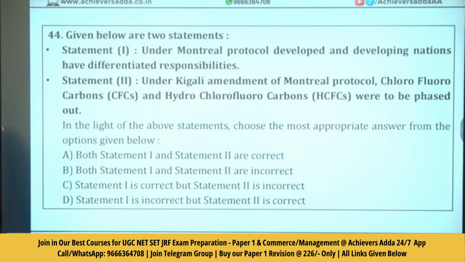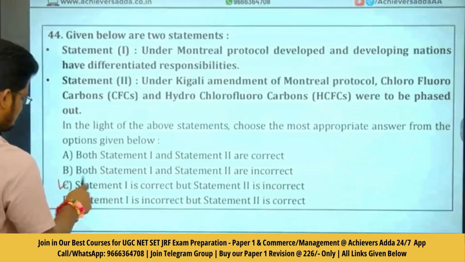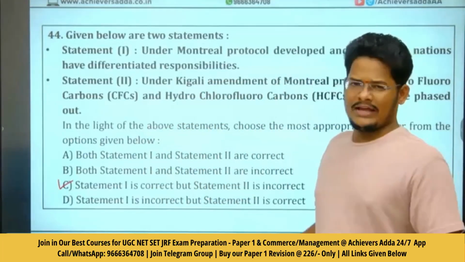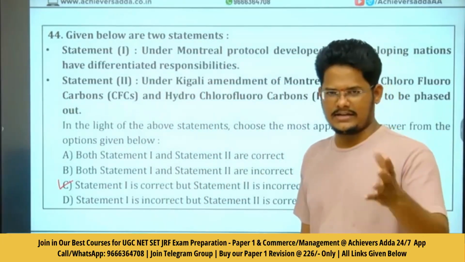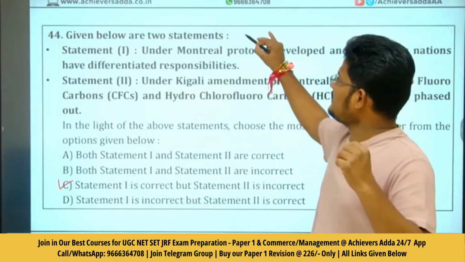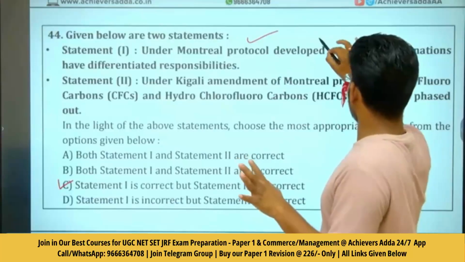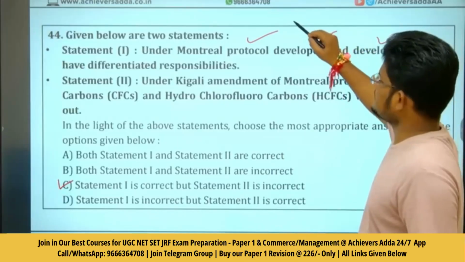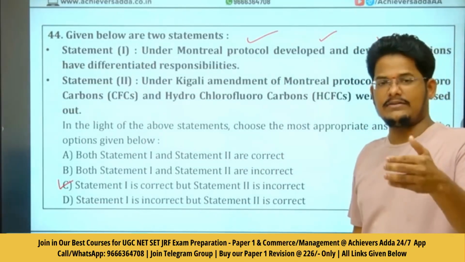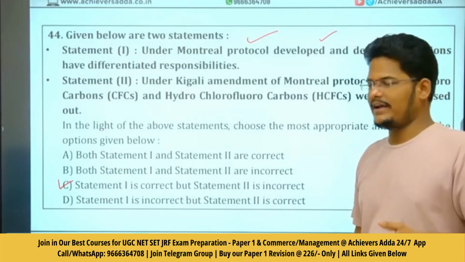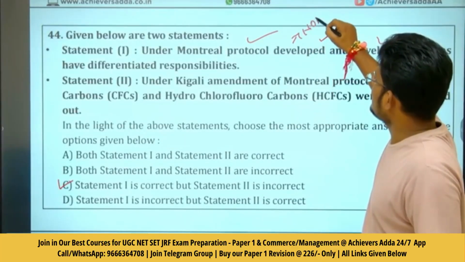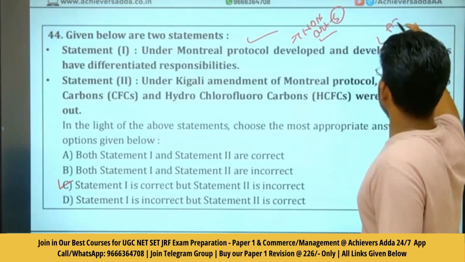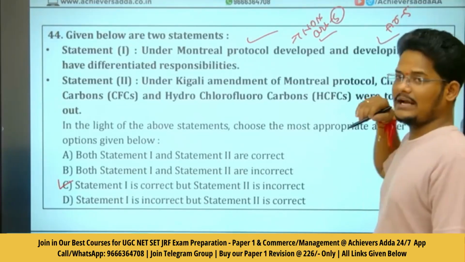Next question. Answer is 3. The same statement was repeated, where non-Article 5 countries, Article 5 countries, and Annex A countries come under the Montreal Protocol. Non-Article 5 countries are developed countries, whereas Article 5 countries are developing and poor countries both.